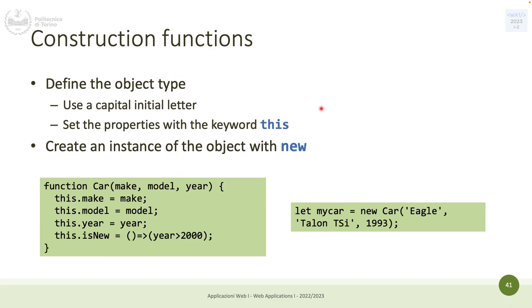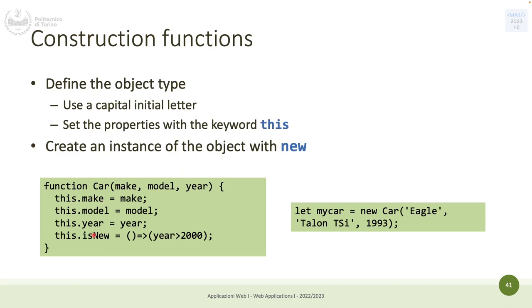And then we have the constructor function. So functions that are used to define an object. They have the keyword this, and they create an instance of the object with the keyword new. What does that remind you of? The constructor of an object that you define as a class. So this is that part here. You can have an object that is the definition of the object, like you have the class. And with the constructor function, you can build an instance of the object.